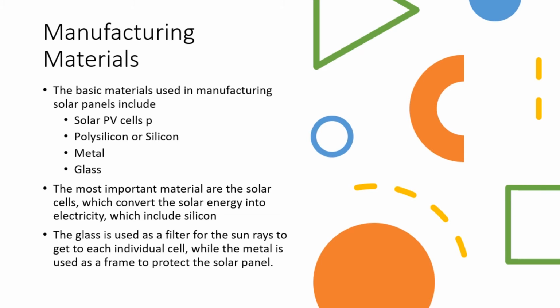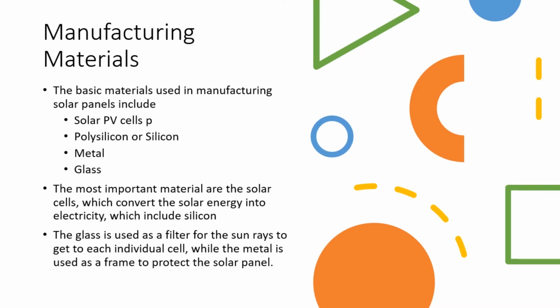Going over some materials of what solar panels are really made of. The basic materials used in manufacturing solar panels really comes down to four key elements. The solar cells, and those are really the most important because they're pretty much the heart and soul of the solar panel, as the solar cells are the ones who take that solar energy and convert it into electricity.